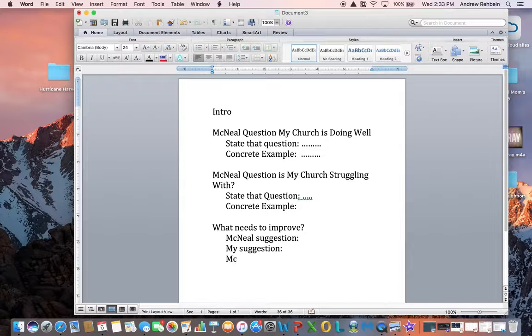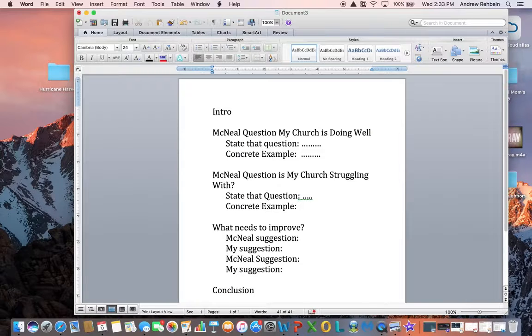And maybe we do a couple of those. McNeil suggestion and then my suggestion. In other words, how am I connecting that to a particular ministry that could be happening in my church, or a particular focus that should be happening in my church? And again, getting as specific and practical as possible. And then I'm just going to do a conclusion.